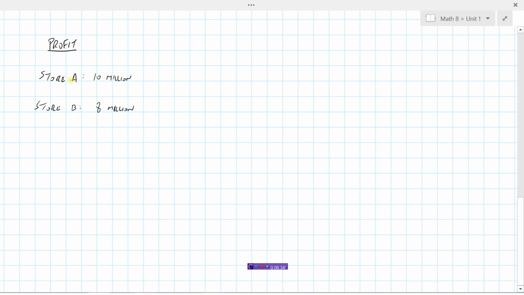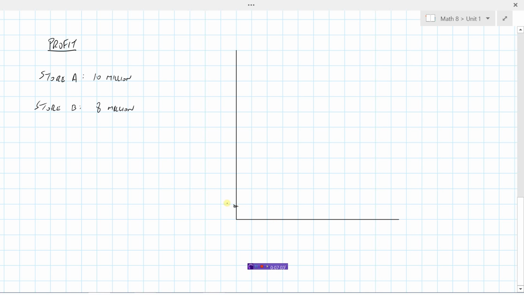So let's say here we have two stores that have some profits. Let's say store A, we know over the year made $10 million, and store B made a profit of $8 million. And let's say we're store A and we want to show that we have made a whole lot more money than store B. We could do things like this another way.